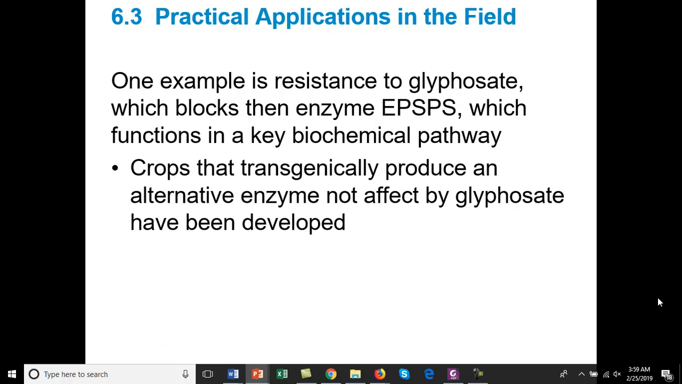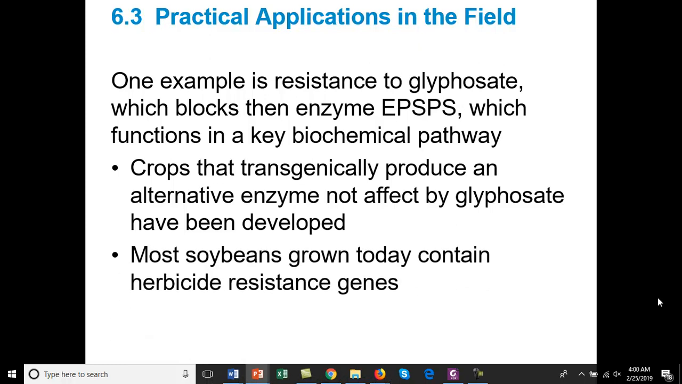So crops have been transgenically produced that don't need EPSPS. Okay, so if you have an alternative enzyme that is insensitive to glyphosate, then the plant is going to look at glyphosate and just laugh. It doesn't need it. It's not going to do anything to harm it because it has an alternative enzyme. So get this, we're replacing the enzyme that's sensitive to glyphosate with something that's resistant to glyphosate, and then all of a sudden our genetically modified plant, we can spray Roundup on it all day. It doesn't care. Okay. And most soybeans grown today have the herbicide resistance gene.